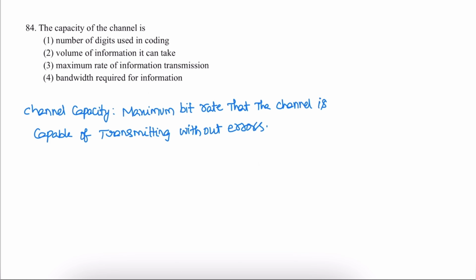Next question. What is the capacity of a channel? Channel capacity is defined as the maximum rate that the channel is capable of transmitting without errors. So the correct option is 3. Channel capacity C as per the Shannon-Hartley theorem is C equal to bandwidth times log base 2 of 1 plus signal to noise ratio. So channel capacity is directly proportional to channel bandwidth.